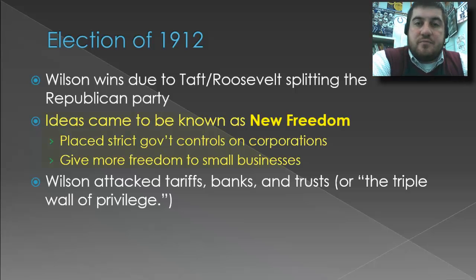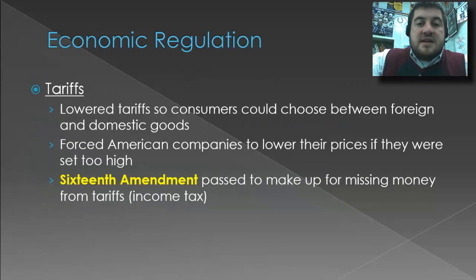Now, what New Freedom wanted to do was to place stricter government controls on what corporations could do and give more freedom to small businesses. So they really want to hurt the big guy, but not the little guy. And Wilson attacks what he calls the triple wall of privilege, or tariffs, banks, and trusts. Let's take each one of those in order.